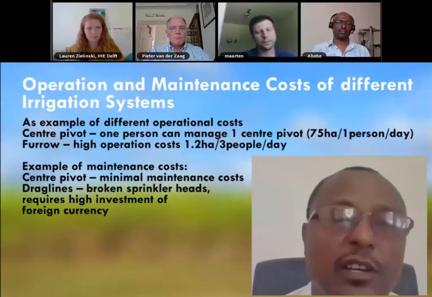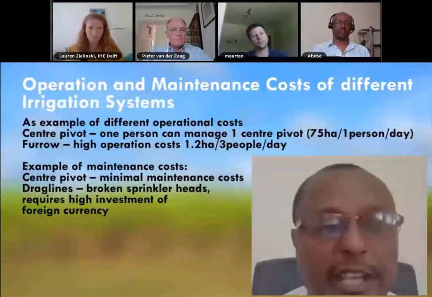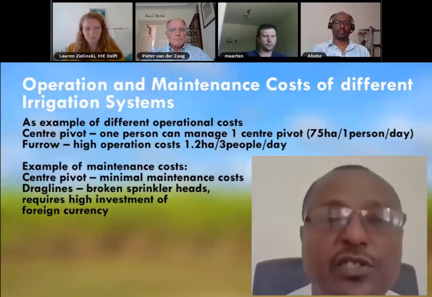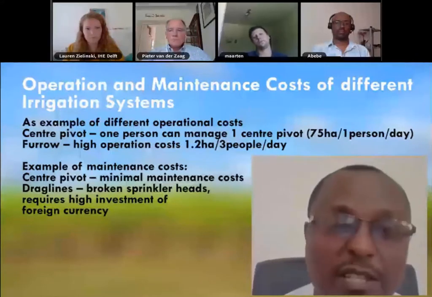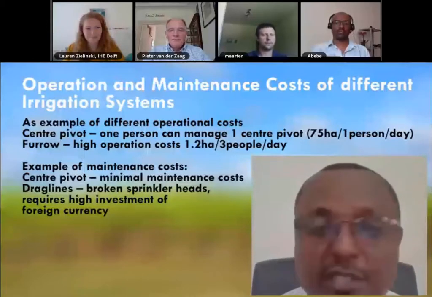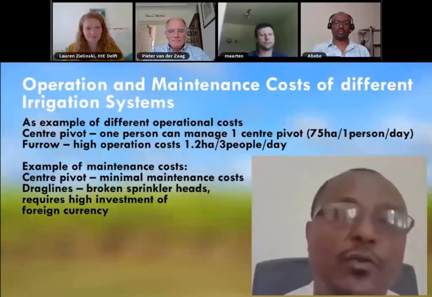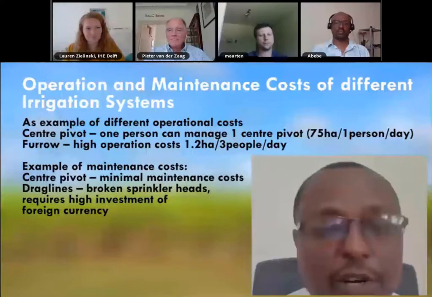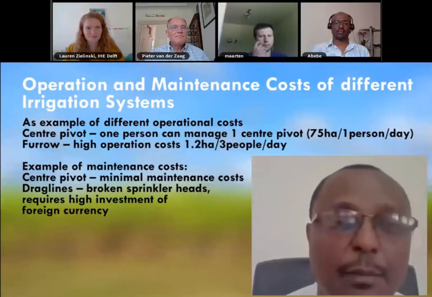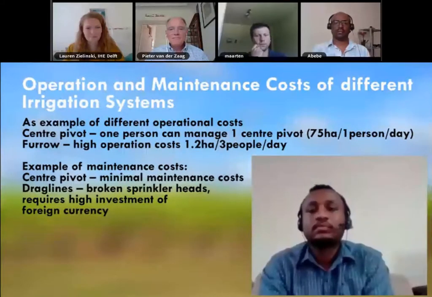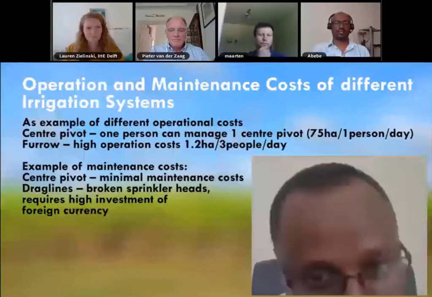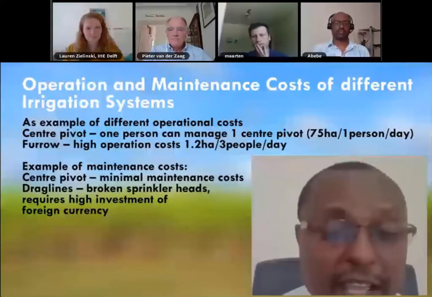Operational maintenance costs are different in different irrigation systems. For example, in center pivot irrigation systems, one person can manage one center pivot. In other words, one center pivot means 75 hectares. So one person can manage 75 hectares for 8 hours. In furrow irrigation systems, 1.2 hectares is managed per day by 3 persons. Look at the difference. There is a great difference. 3 persons, one day, but 75 hectares, 1 person.